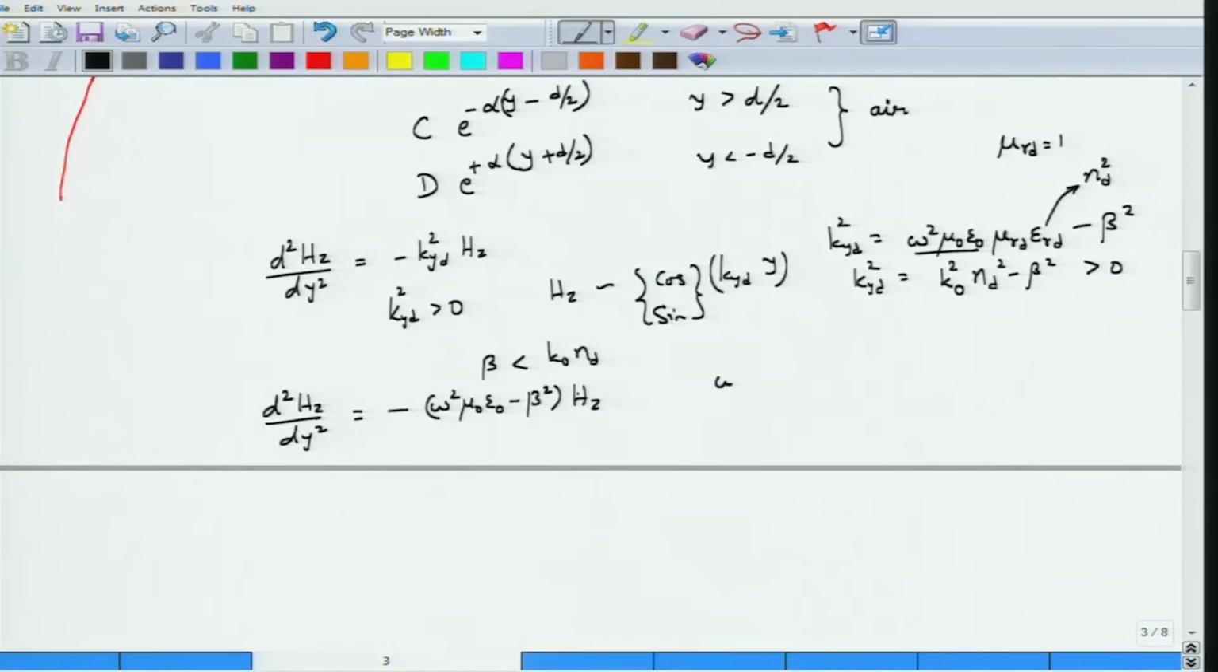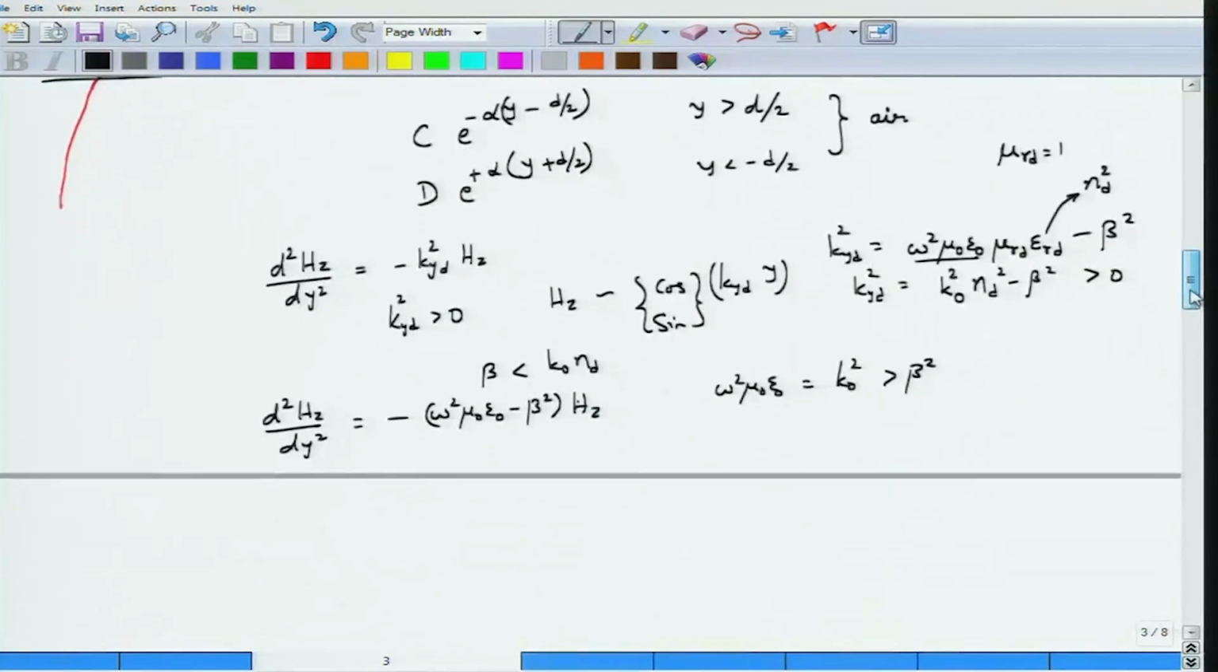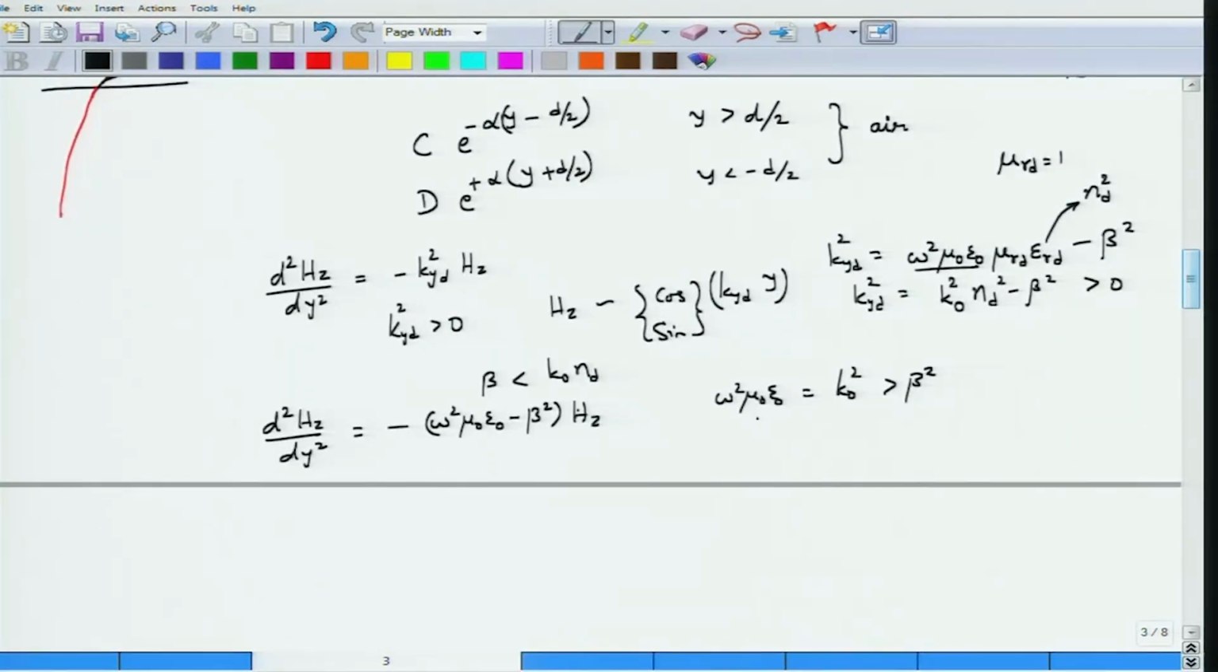Again, if omega square mu 0 epsilon 0, which can be written as k0 square, is greater than beta square, the solution will be of the form of cos and sine, which is what I do not want. So what I really want is that this k square should actually be less than 0, right. So if this is less than 0, then this would be negative, so that I can have an exponential solution.